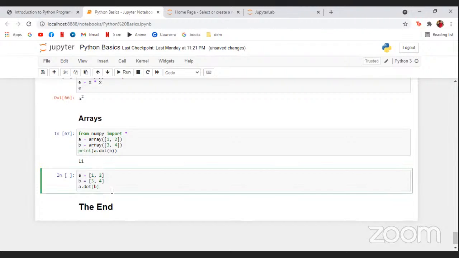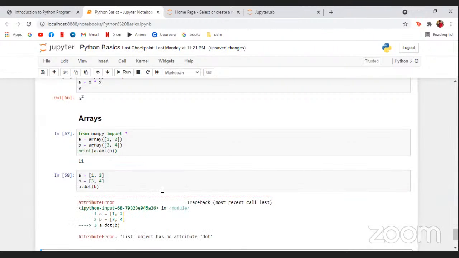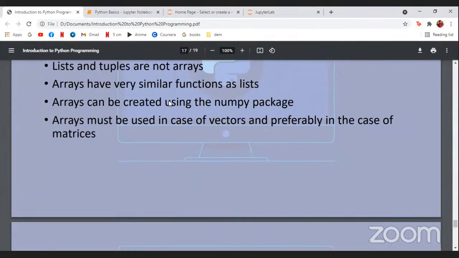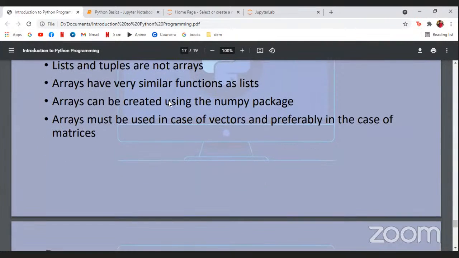But if I just use lists, this dot product does not work, right? So if you're doing any kind of vector calculus or things like that, you want to work with matrices and all of that, you will have to use arrays and not lists, right? So arrays have similar functions as lists. They work with the same indices, and you can slice arrays, and you can find the length of arrays, and everything else is almost the same, except that they are more mathematically defined, and they have a lot more functions available to use with them for more mathematical and scientific calculations.